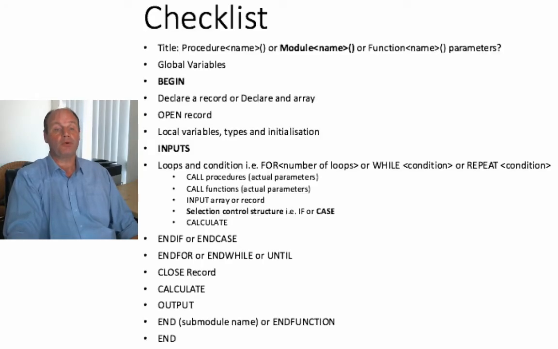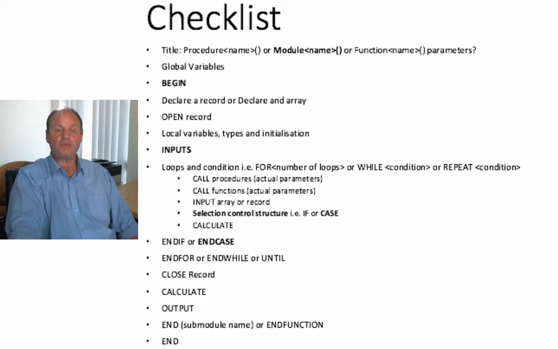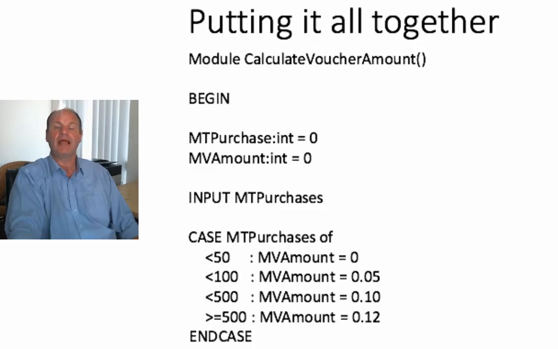Now, with the input put in, we can build our case statement. Here is the case statement. We open with the keyword case. MT purchases relate to the condition. We then have semicolons followed by the various actions that can be taken. So depending upon the MT purchases will result in how much a discount the MV amount will be. As always, we need to bookend our control structure, so we use end case. End case is shown here. Also take note that the content inside the case statement has been indented for easy reading.